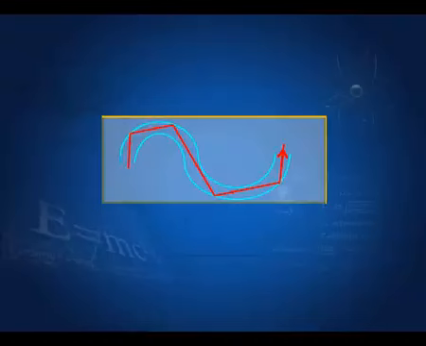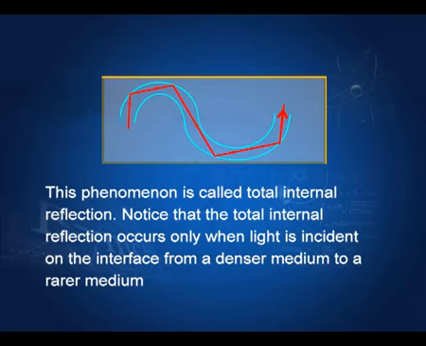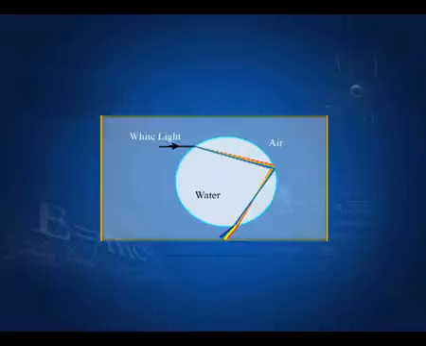This is what happens in a medium which is in the form of a tube here. It goes like this, gets reflected again and comes out. So, this is what happens if there is total internal reflection. This phenomenon is called total internal reflection, and it occurs only when light is incident on the interface from a denser to a rarer medium, and not otherwise. Here also you can see this is how a rainbow is formed.